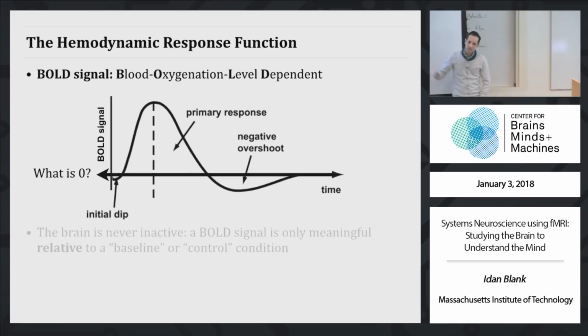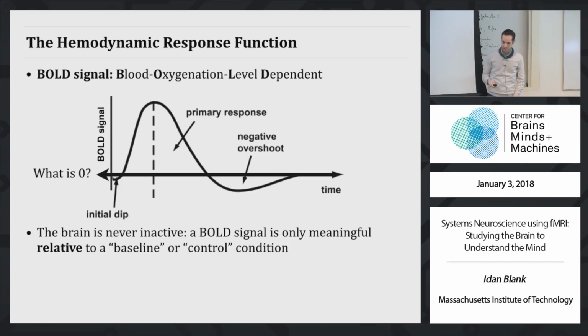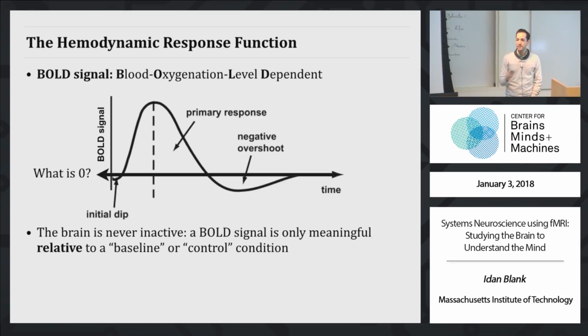So BOLD signals are only meaningful relative to some baseline or relative to some control condition. In the simplest case, it's just whatever happened before the stimulus came on. You take 10 seconds or however long you want before the participant saw the picture, and whatever happened in the visual cortex before that, that's the baseline, and you measure the change relative to that baseline. Does that make sense?